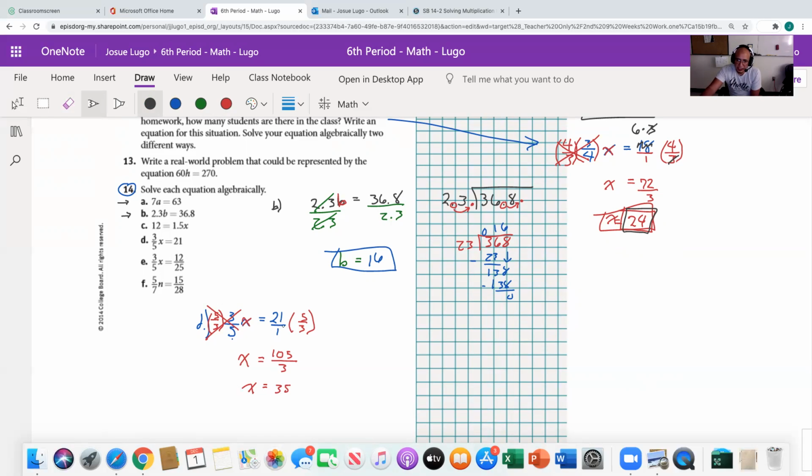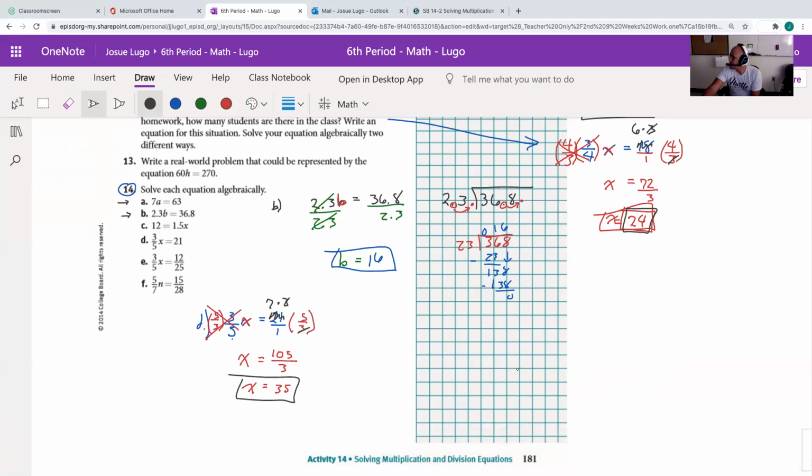Another way you could have done this is the method 2 of multiplication. You could remember that 21 is the same thing as 7 times 3. Remember, when you have the same number in the numerator and denominator, that's a 1, they cancel each other out. All I have left over in the numerator is 7 times 5, which is 35. 1 times 1 is 1, so the answer is 35. Simple. Let's do one more. Let's do E together.